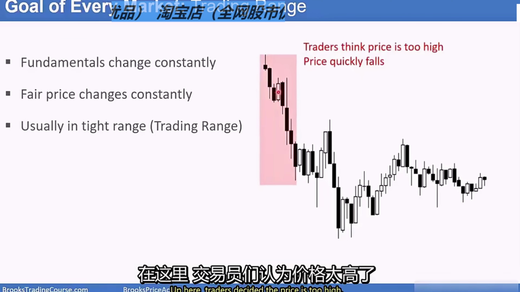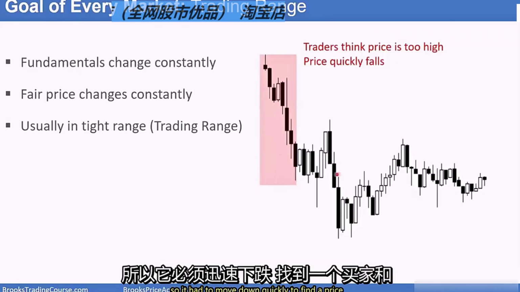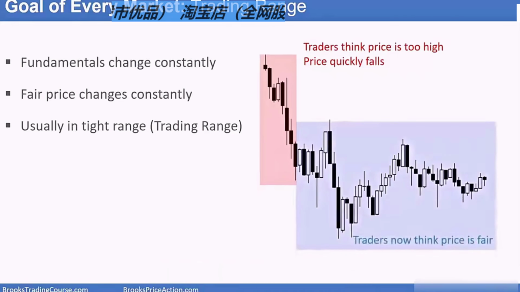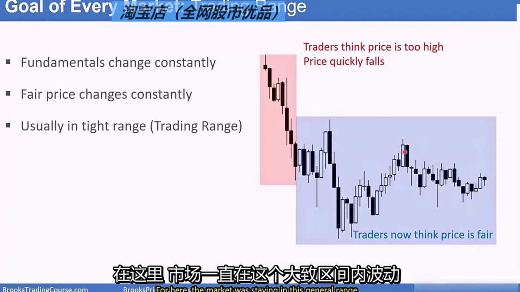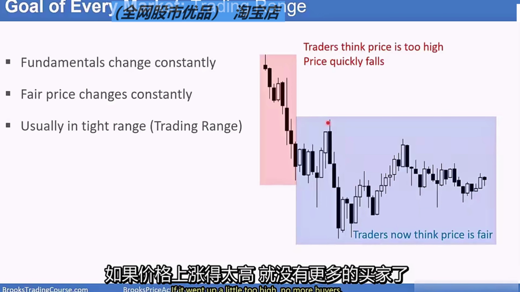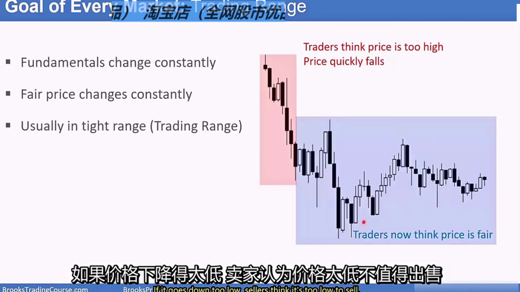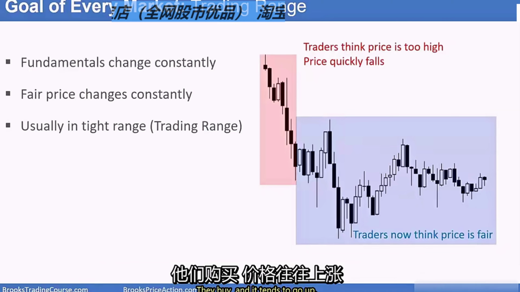Up here, traders decided the price is too high. Buyers and sellers both decided that it's too high, so it had to move down quickly to find a price where both buyers and sellers thought the price was fair. Here, the market was staying in this general range because buyers and sellers thought it was fair. If it went up a little too high, no more buyers, sellers got aggressive, the market went down. If it goes down too low, sellers think it's too low to sell, they stop selling. Buyers think it's a great value, they buy, and it tends to go up.